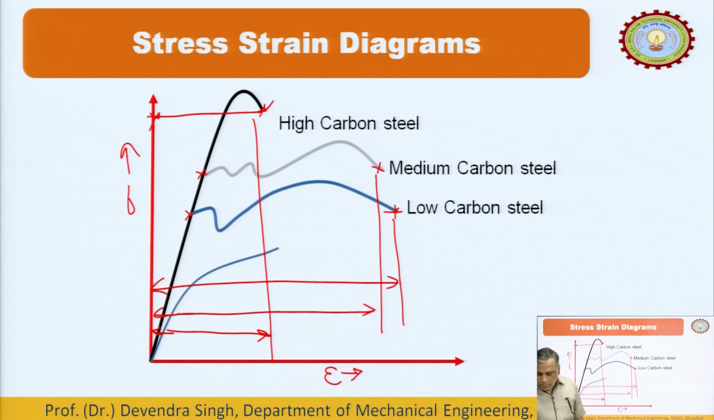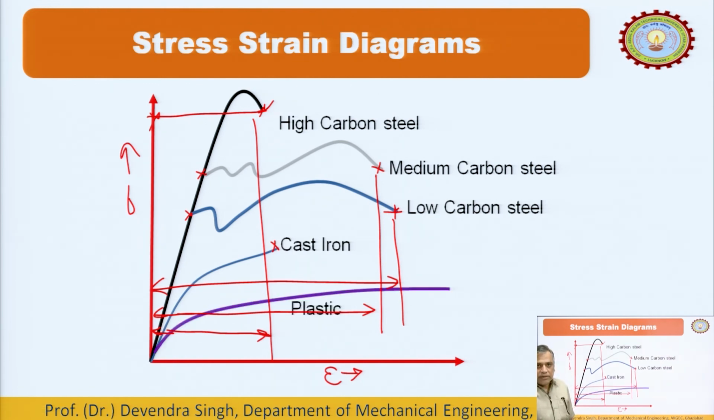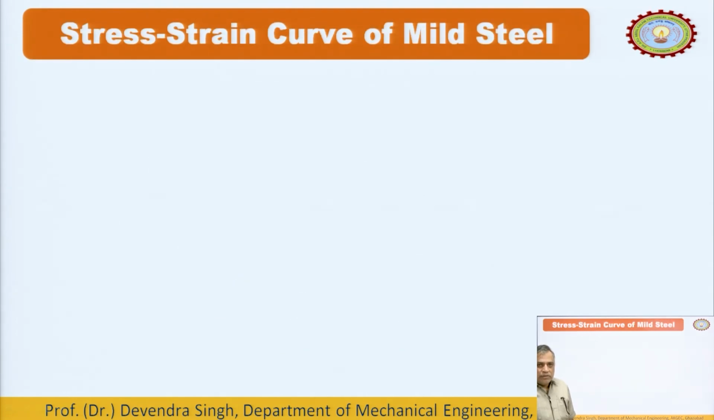So, this is low carbon steel, and this is the cast iron where the carbon content is more than 1.5%. This is brittle in nature, so it fails before these. So, this is a cast iron, and this is a plastic material.